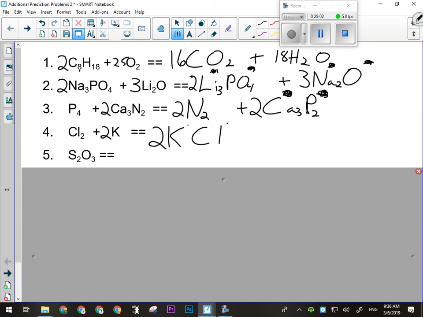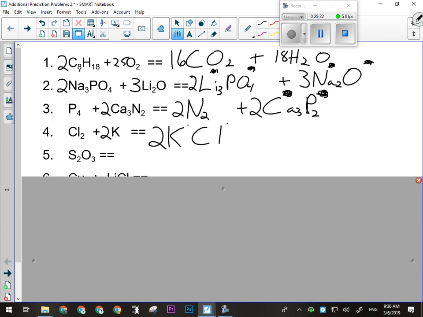All right, last one, number 5 here. We got sulfur. Actually, we have disulfur trioxide. So what kind of compound is that? It's molecular. It's the only reactant, so the only thing that can happen here is for it to do what? Decompose. And when we decompose, we break down into our individual parts. So S and O. Is sulfur a special element? Yes, comes as an S8. Is oxygen a special element? Yes, comes as an O2.